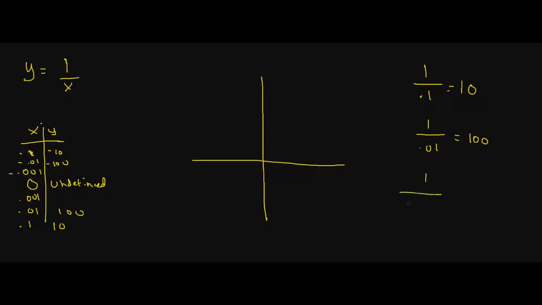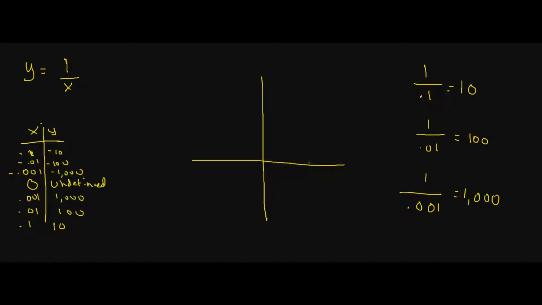And last but not least, what if we divide by 0.001, right? And you can maybe see the pattern here, that we are going to get 1,000. And so you could see, just like I mentioned before with the other example, the smaller amounts that we divide by, the bigger our y values are going to get. And so over here is going to be negative 1,000.